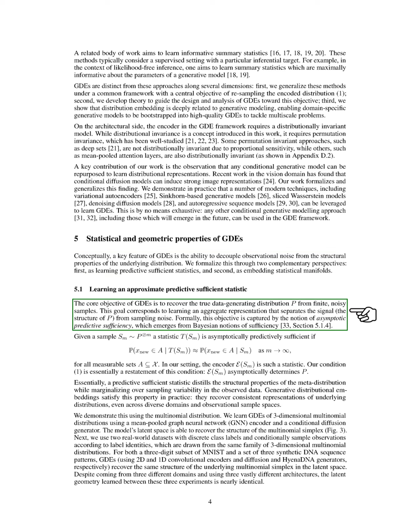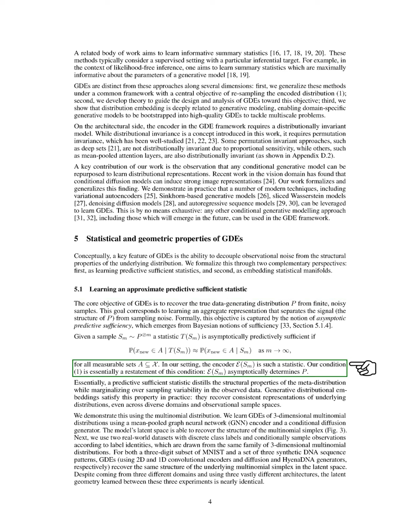Our main goal with GDEs is to accurately recover the true data generating distribution from limited, noisy samples. This involves creating a representation that distinguishes the actual signal from the noise. We define this goal through the concept of asymptotic predictive sufficiency, which means that as we gather more samples, our statistic should closely approximate the true distribution for new observations. In our case, the encoder we use acts as this statistic, effectively determining the underlying distribution.